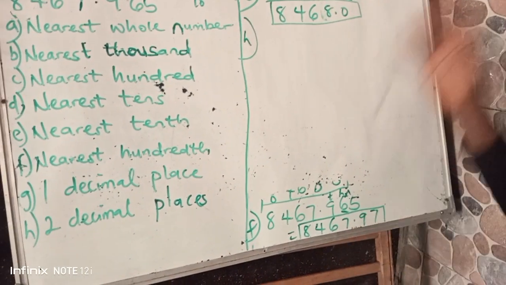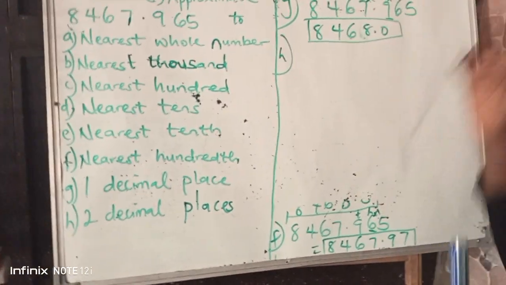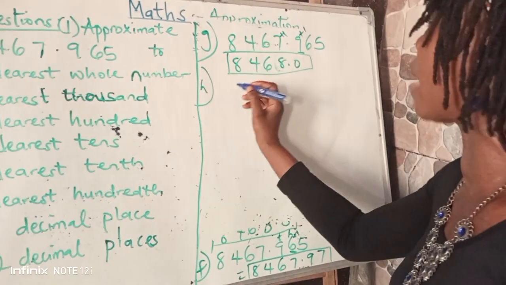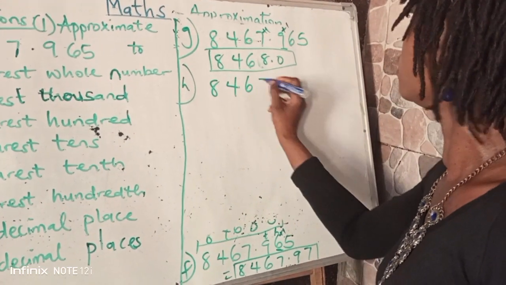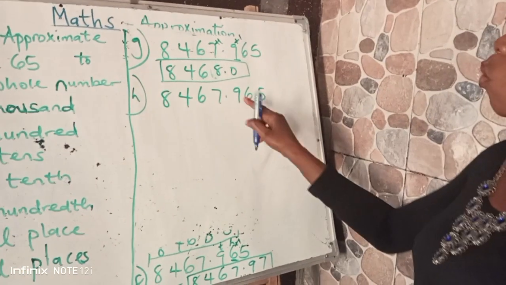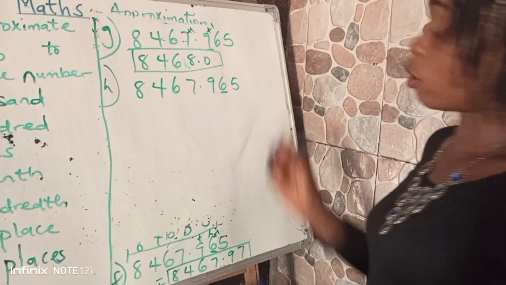Question H. 2 decimal places. 2 decimal places means 2 numbers after the decimal point. Now identify your second number after your decimal point. This is the decimal point. 1, 2. Underline it. Now check.